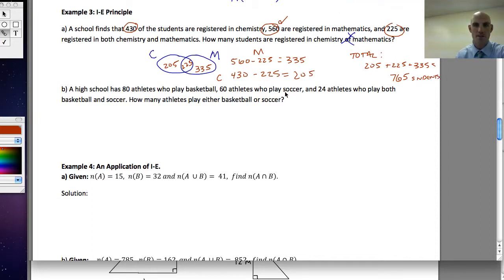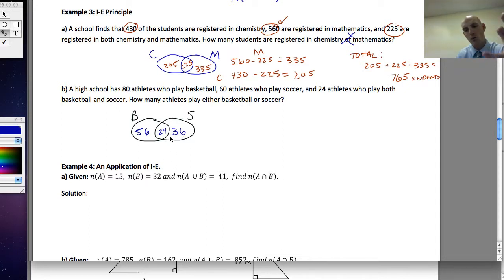It's about basketball, soccer, and those who play both. So I'm going to draw my Venn diagram, and I know that it has two circles because it's talking about basketball or soccer. I'll label them basketball, soccer. And so if 24 play both, that is what's shared. Well, if there's 80 athletes that play basketball, we do 80 minus 24, which is going to give us 56. And we have soccer, we have 60 athletes minus 24, which is going to give us 36.